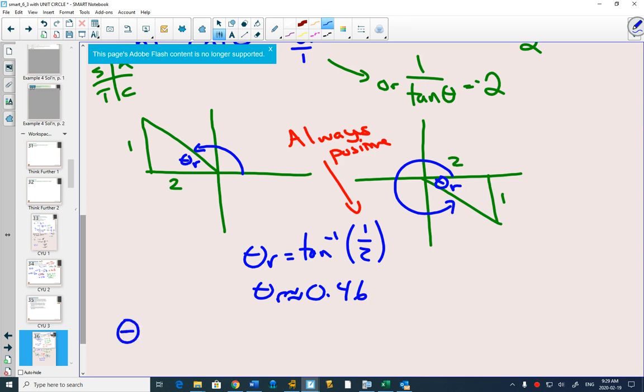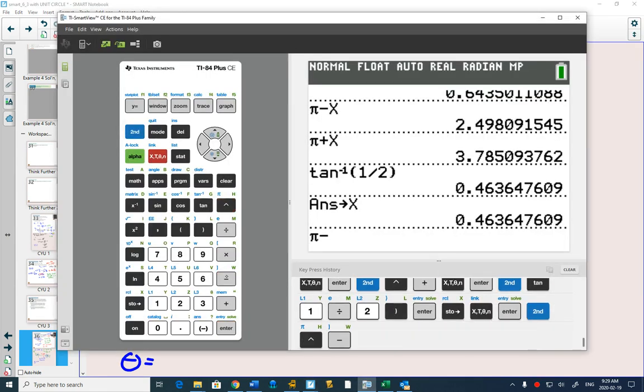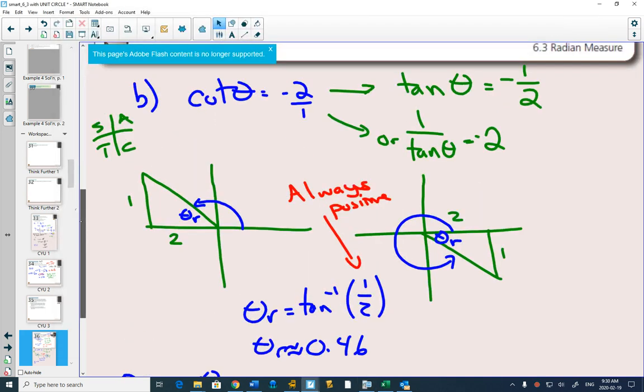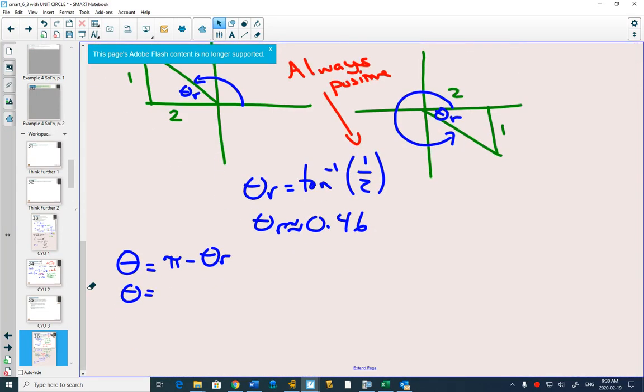So how would I find them? The one in quadrant 2, normally you do 180 minus your reference angle. Now you're doing pi minus your reference angle. So I'll go to my calculator. Pi minus x, 2.67. What did they want us to round to? Nearest tenth. 2.7. This is the one in quadrant 2.